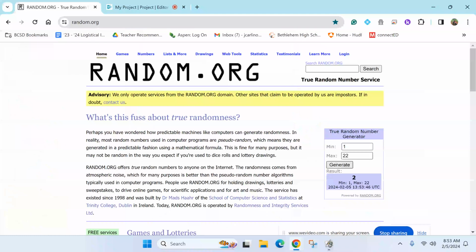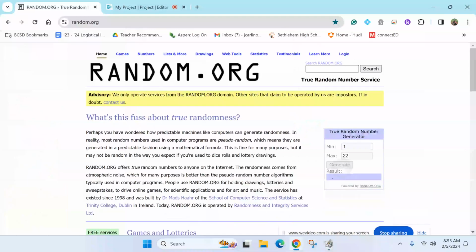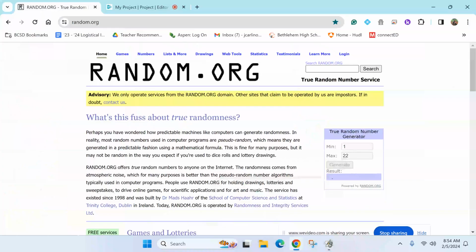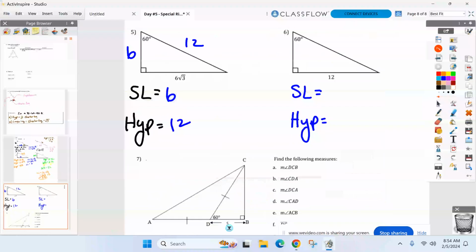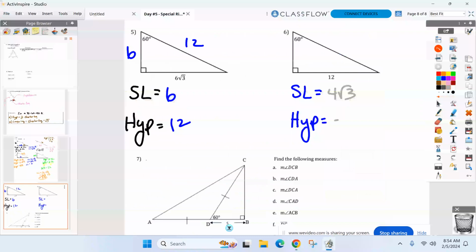Bailey? Sorry. Number 5, shorter leg. 6, yep. And if the shorter leg is 6, that makes the hypotenuse in this one... Henry? 12, yep, double it. Any issues? All right, and finally over here, longer leg's 12, so how about the shorter leg? Stephanie? 4 radical 3, yep. And then how about the hypotenuse for this one? 8 radical 3, Vinny? Double it, 8 radical 3.